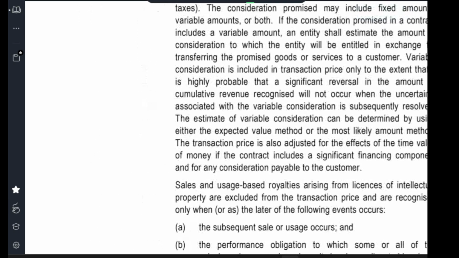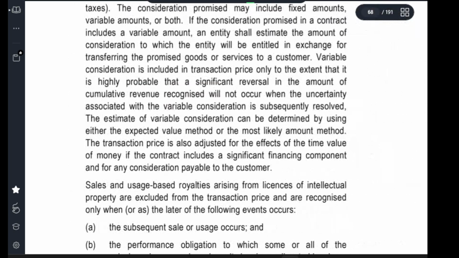The variable consideration is included in the transaction price only to the extent that it is highly probable that a significant reversal in the amount of cumulative revenue recognized will not occur when the uncertainty associated with the variable consideration is subsequently resolved. This is the case for fixed consideration and variable consideration. The only thing is there is no kind of, what is actually being done is to be recognized.